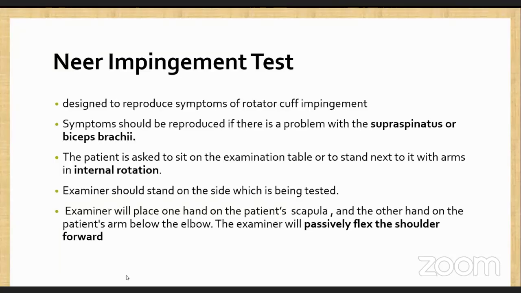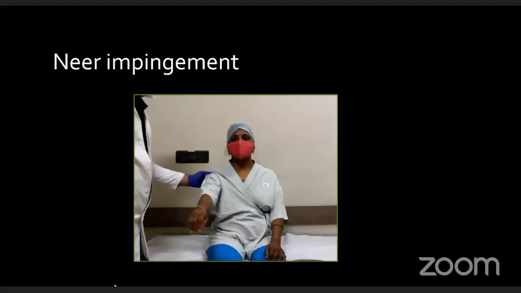Next test you are very keen to show is a Neer's impingement test. You hold the acromioclavicular joint and ask the patient to lift the arm by 90 degrees. Stabilize the scapula with one hand and place the other hand on the patient's arm below the elbow, and passively flex the shoulder forward. And again, this will cause an impingement. Let's see how it is being done.